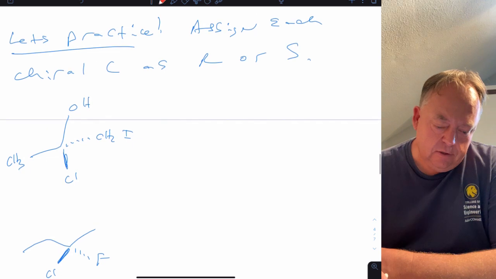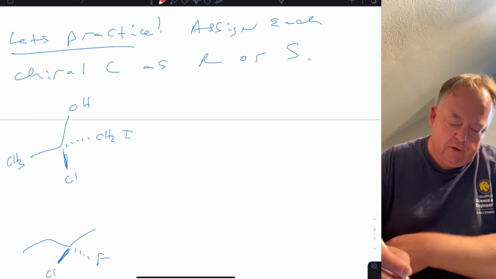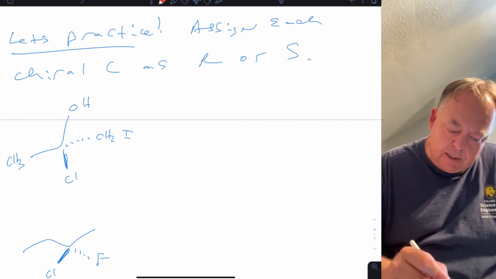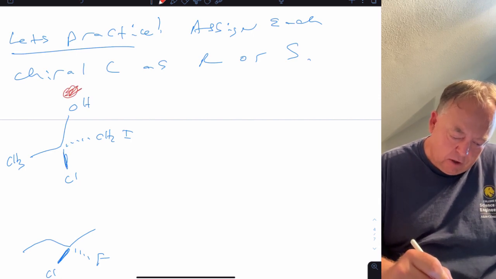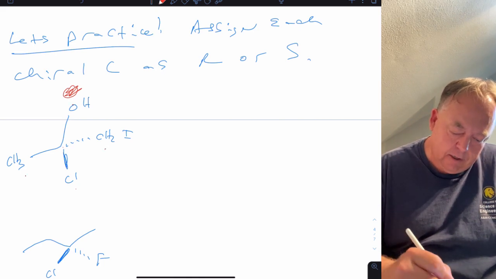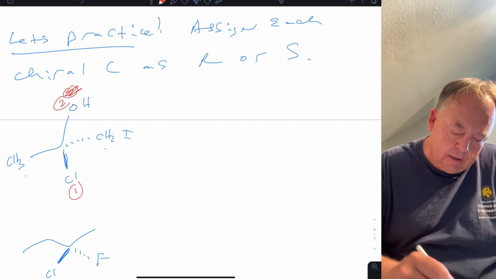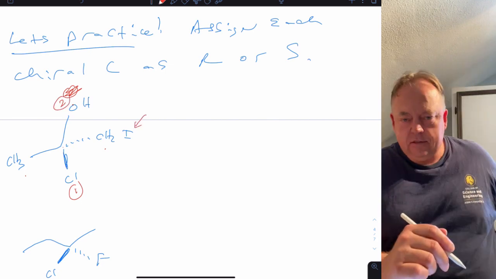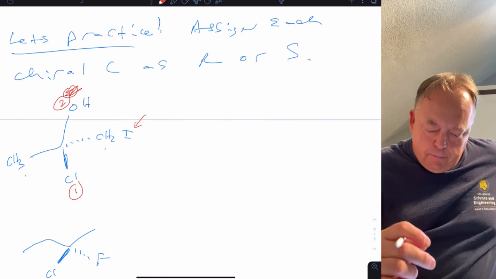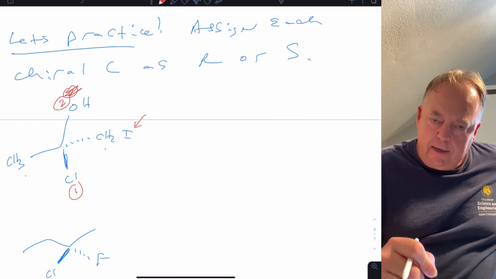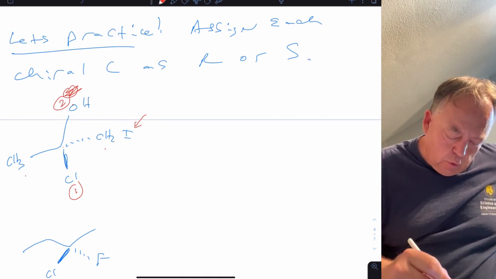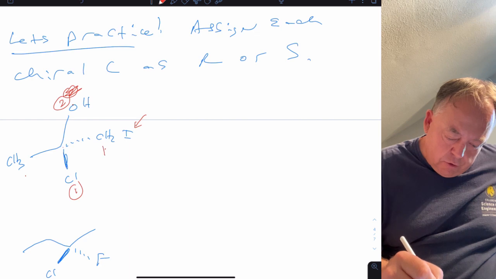Okay, so let's practice. Let's assign each of these chiral carbons as R or S. Let's assign priorities first of all. That carbon's got a chlorine attached, an oxygen attached, and a carbon and a carbon. Chlorine has the highest mass, and then oxygen. You might say, well, iodine's got a higher mass than chlorine or oxygen, which is true, but you didn't run into iodine first, you ran into carbon first. And chlorine and oxygen have a higher mass than carbon. So chlorine's 1, oxygen's 2, and then you run into a carbon and a carbon.